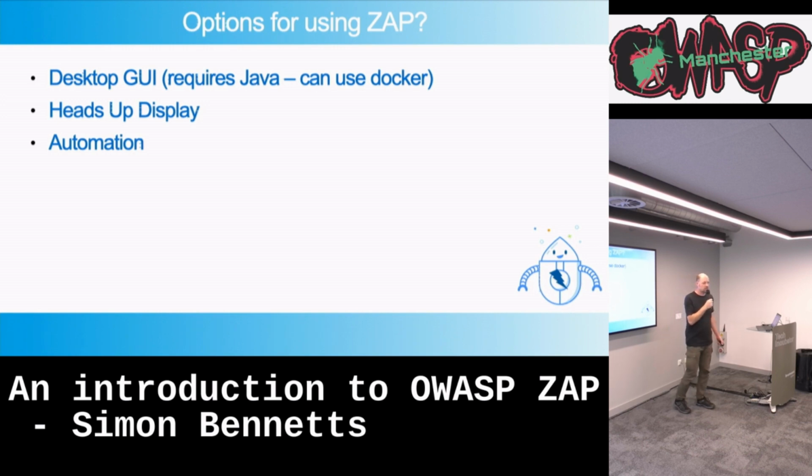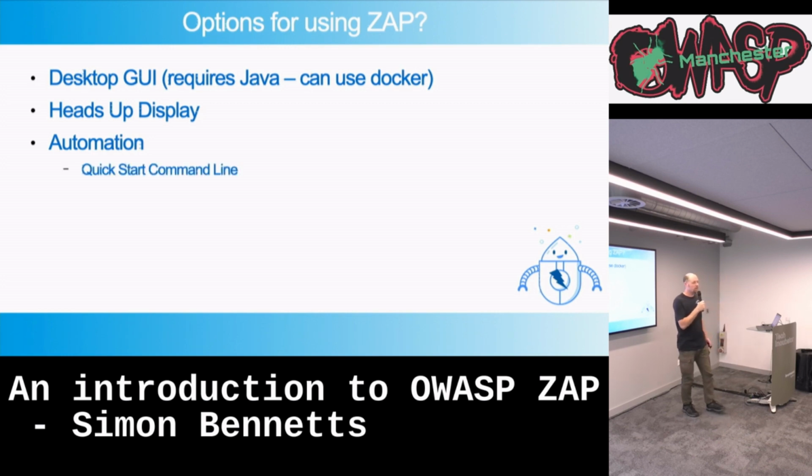But one of the key ways we know ZAP is used is in automation. And I think it's 2/3 to 1/3 of the ZAP runs we're aware of are automated as opposed to manual. Actually, it might be more than that, but I'll check the figures. And we have lots of options for automating ZAP.